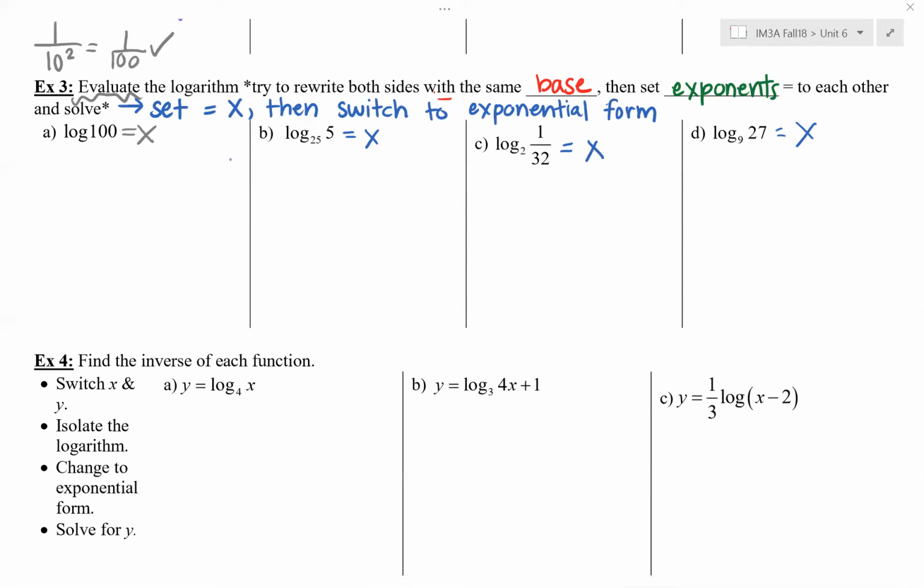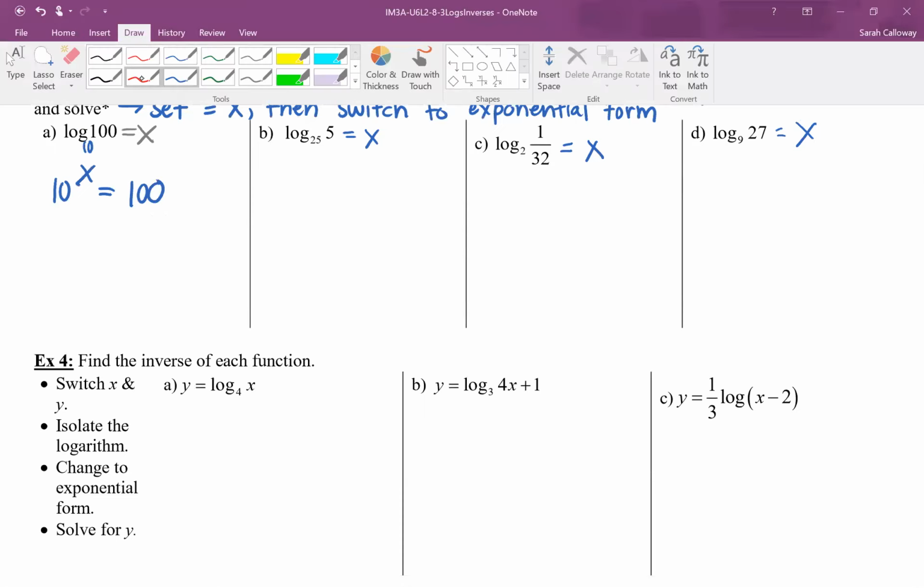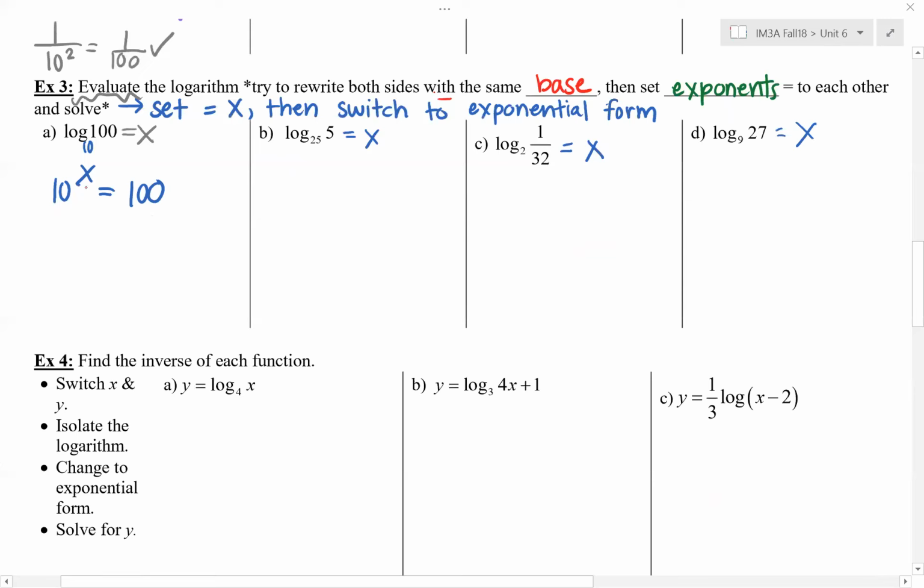Okay, so what we're going to do is now switch to exponential form. So for this first one, we're missing our base. So remember we said that means that it's a 10. Okay, so I have log base 10 to the x power equals 100. Okay, so based on our power pattern and what we saw, we should be able to see which power of 10 is 100. So x must be 2.